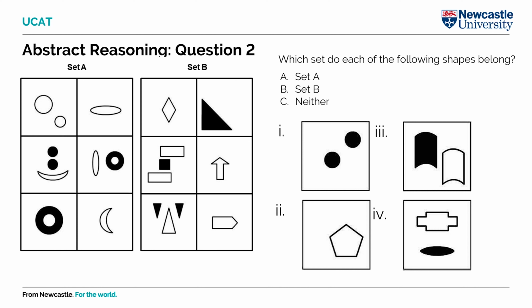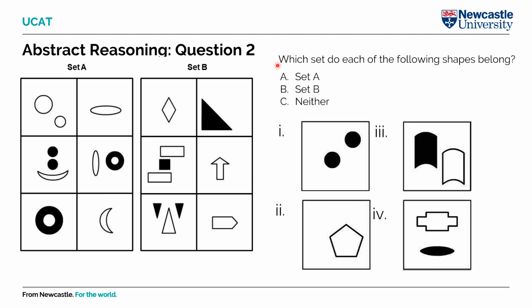Okay, so we'll go through the answer to this one. The rule for this one is actually pretty simple. I think what makes this question more difficult is all of the irrelevant information. So when we're looking at this, we're thinking, oh, there's 2 circles, there's 1 circle, there's 3 shapes, there's 2 shapes. The rule in this question is that in set A, all of the shapes have curved sides, and in set B, all of the shapes have straight sides, and that's the only rule.